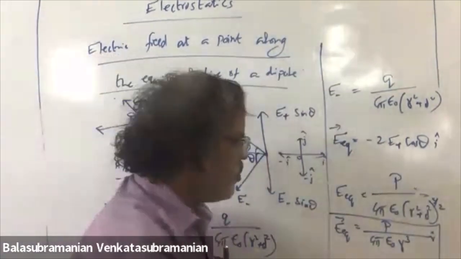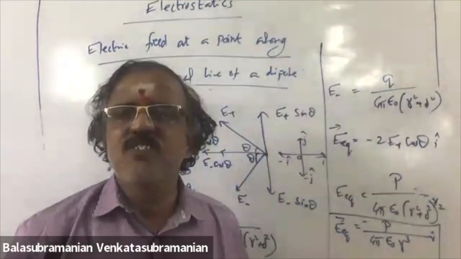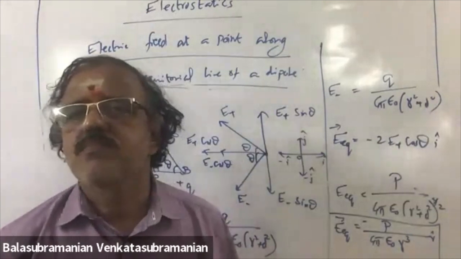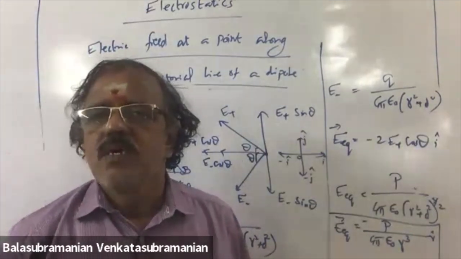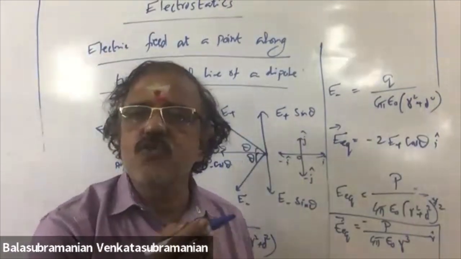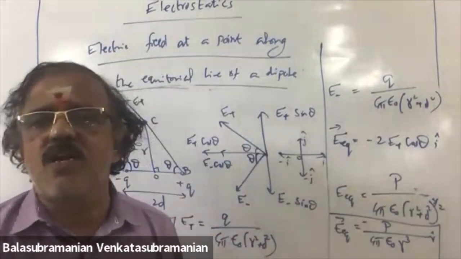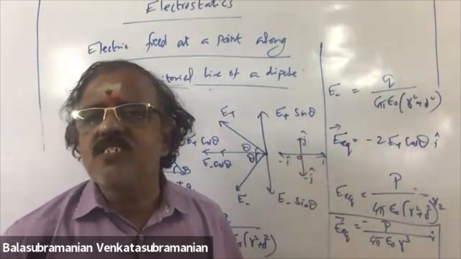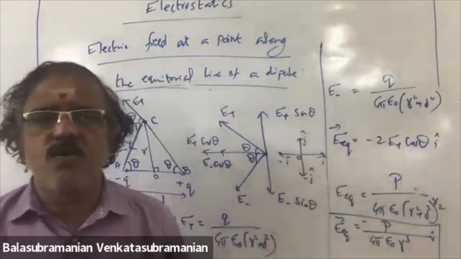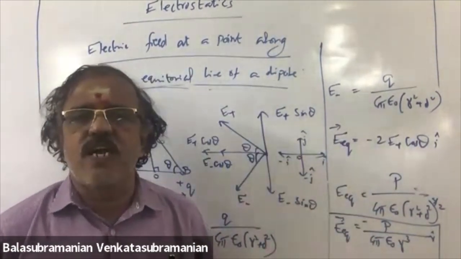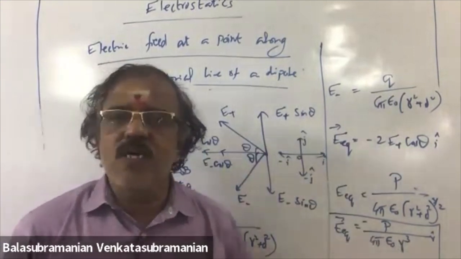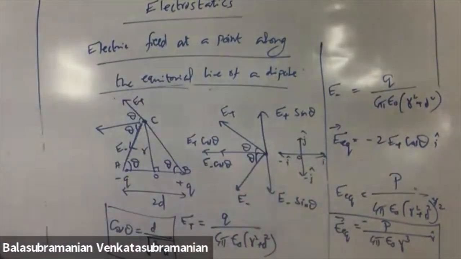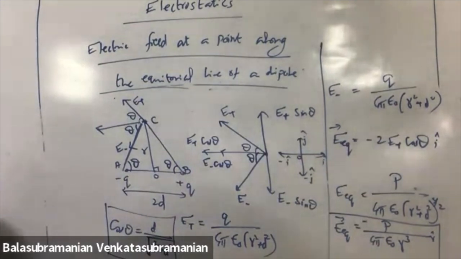If you want to get the vector, minus sign. Vector means minus sign. Axial line, we saw it is 2p by 4 pi epsilon naught R cube, whereas equatorial line means it is p by 4 pi epsilon naught R cube. This is the electric field of a dipole along the equatorial line. Next step.